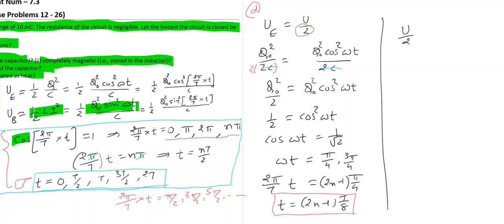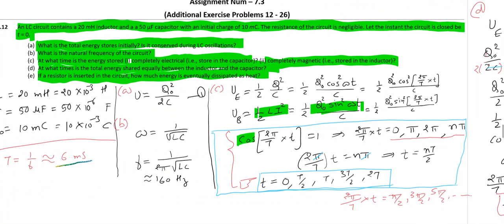If you take the energy in the form of magnetic field to be half of the total energy, you will see that q square by 2, this is the total energy, divided by 2, that is U by 2. Compare it with half Li square and simplify, you will get the same answer. So these are the instances of time when the energy is equally distributed between the capacitor and inductor.